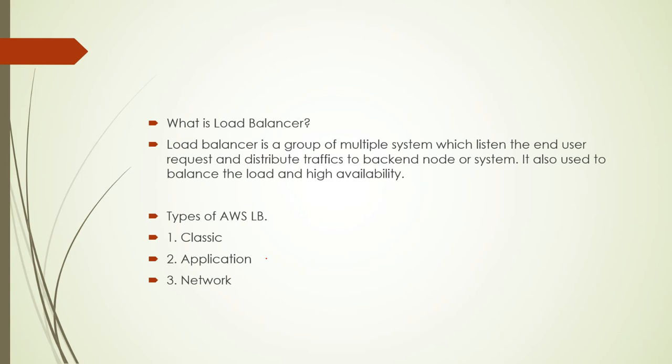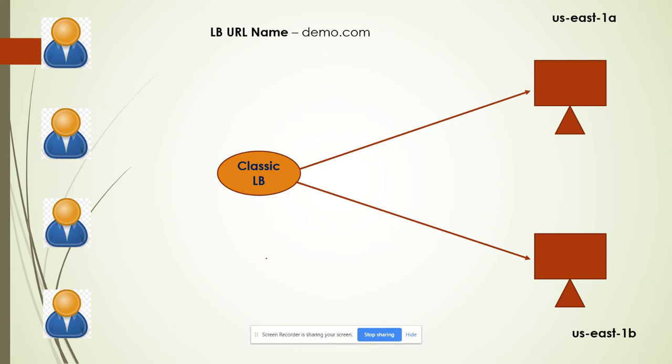Classic is the oldest traditional load balancer. So how does it actually work? The classic load balancer looks like this. Take an example. I have two systems here. One is in US East 1A and the other one is in US East 1B. In the classic load balancer, make sure your backend systems have the same information. Meaning if there is any web related service running here, your other system should have exactly the same information.